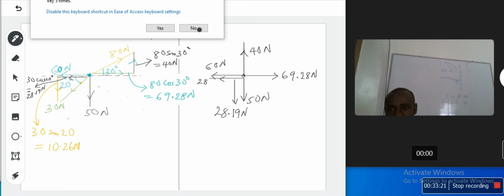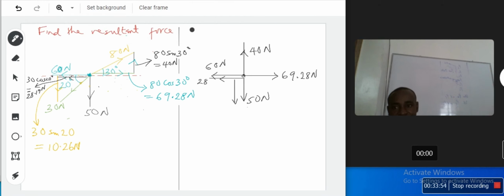Oh, you gave me the wrong value for the one down. The one down is actually 10.26. Are we all here, everybody? Please make sure we are all concentrating. 10.26 is the one going down. And secondly, please share with someone so that you don't lose out in our class. So I have to change what I wrote: this is actually 10.26 Newton, and this one is 28.19 Newton. So we have all this.